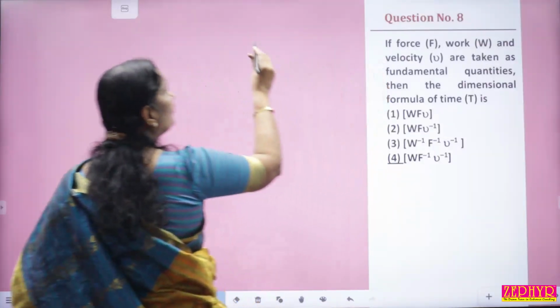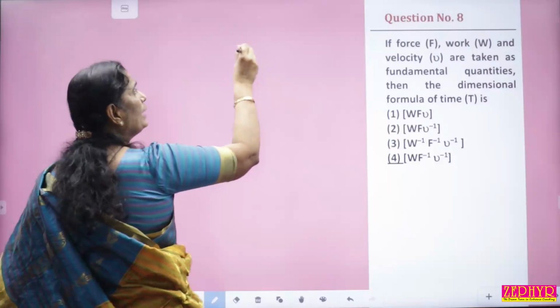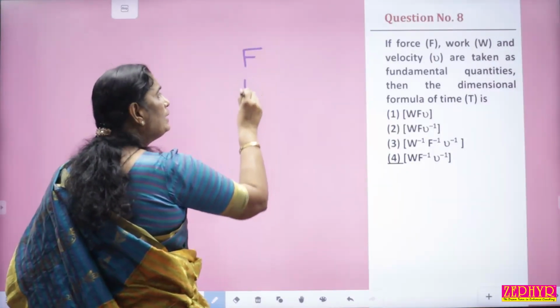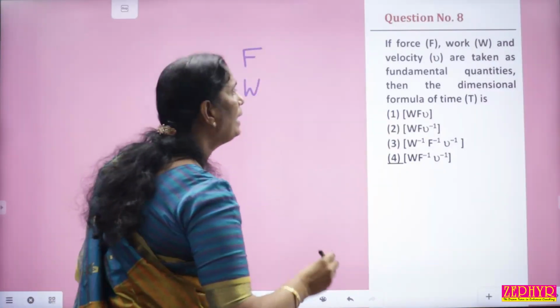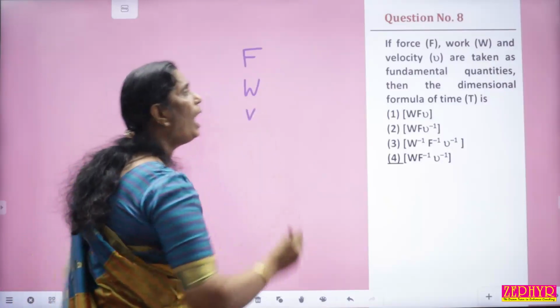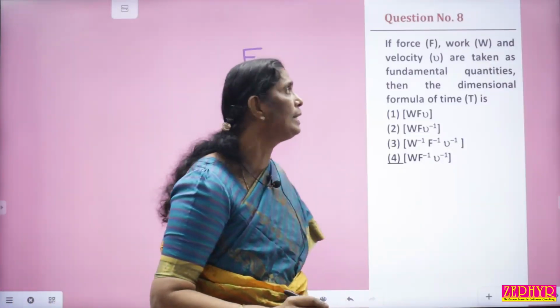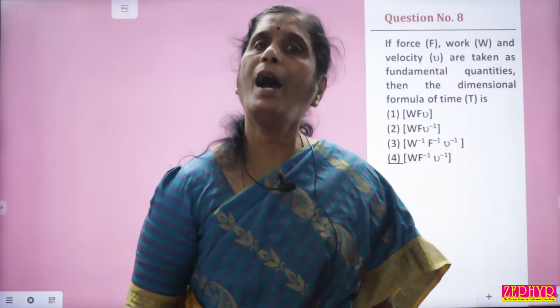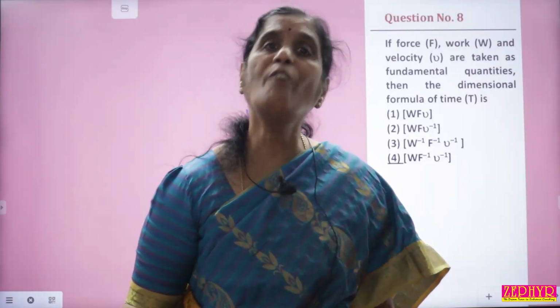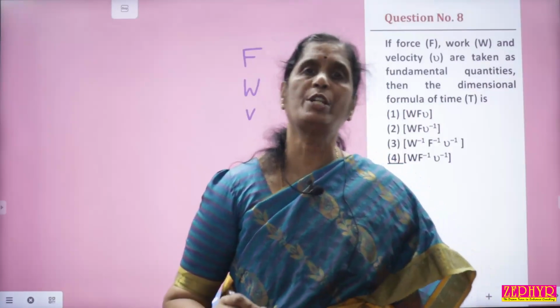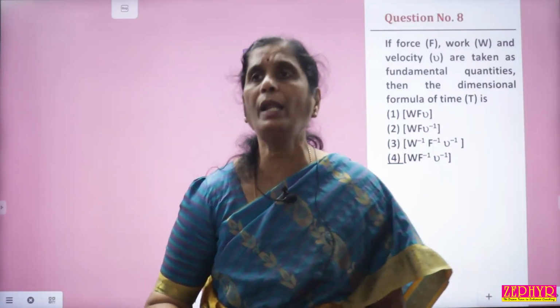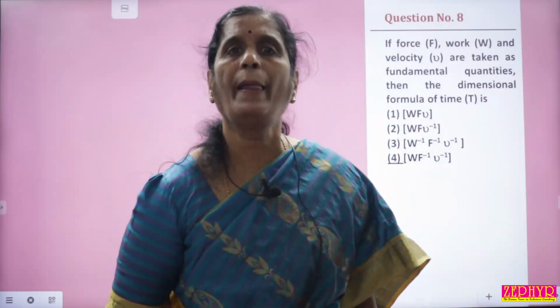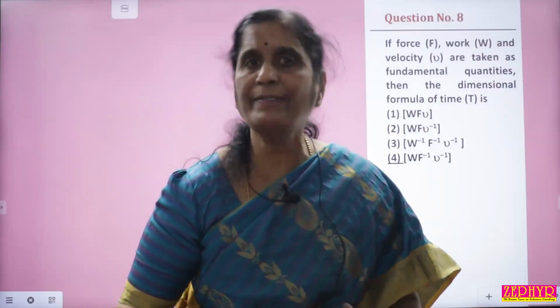If force F തന്നിട്ടുണ്ട് and work തന്നിട്ടുണ്ട്, okay, and velocity തന്നിട്ടുണ്ട്, are taken as fundamental quantities. So, generally നമ്മൾ എങ്ങനെ പഠിച്ചിട്ടുണ്ട്? M, L, T are the fundamental quantities to derive force. അങ്ങനെ പഠിച്ചിട്ടുണ്ട്. So, MLT are taken as fundamental. അപ്പോൾ നമ്മൾ derive ചെയ്ത് ഫോഴ്സാണ്. ഇപ്പോൾ അങ്ങനെയല്ല, റൂൾ മാറിപ്പോയി, സിസ്റ്റം മാറിപ്പോയി.